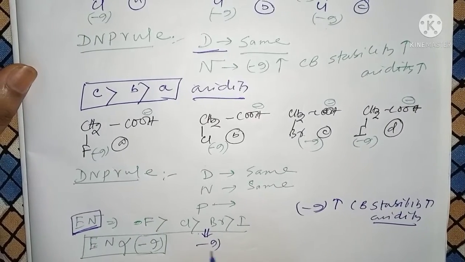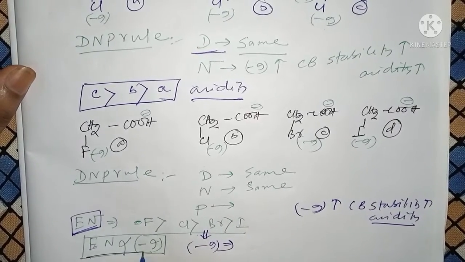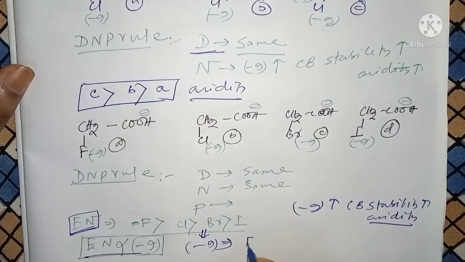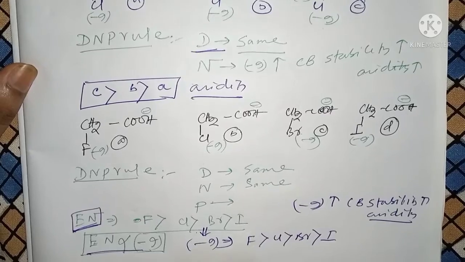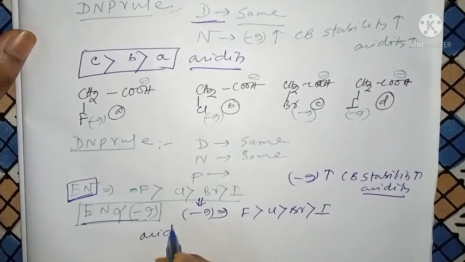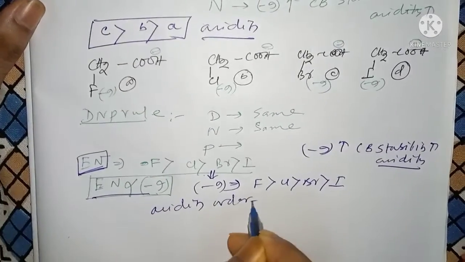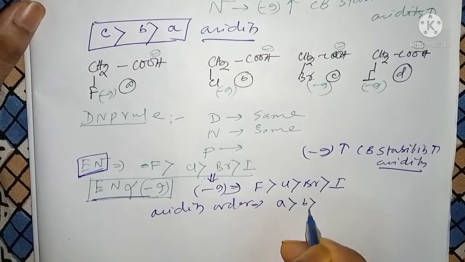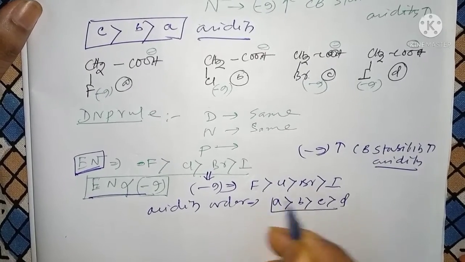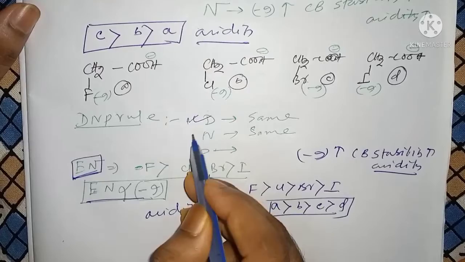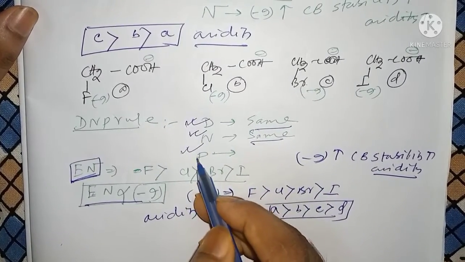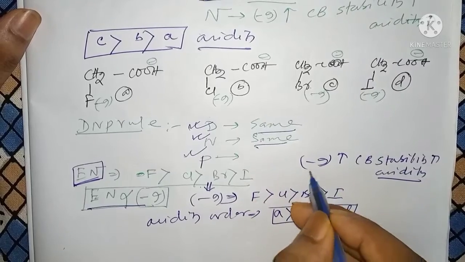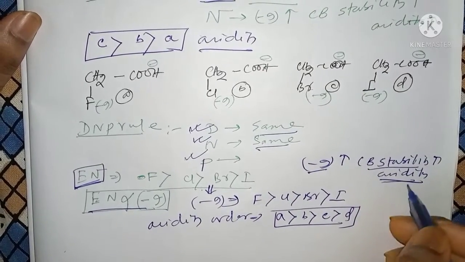So the minus I effect order is the same, because this is proportional: fluorine greater than chlorine, greater than bromine, greater than iodine. So the acidity order is A greater than B, greater than C, greater than D. So first check distance, then number. Number same, distance same, then check power. Higher power means higher minus I effect, so conjugate base stability increases and acidity increases.